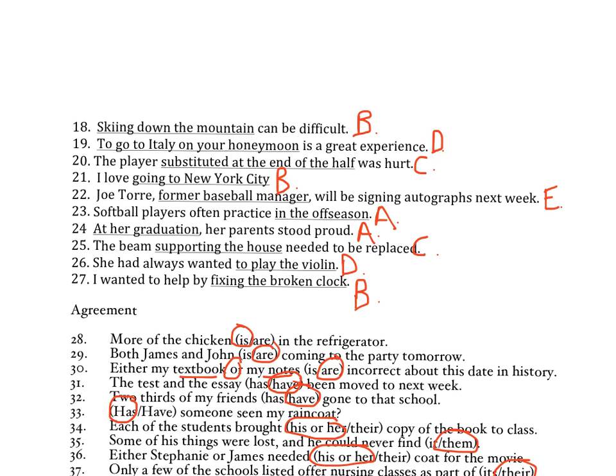She had always wanted to play the violin. Again, we have 2 plus a verb form, just as we had in 19. This is an infinitive phrase.